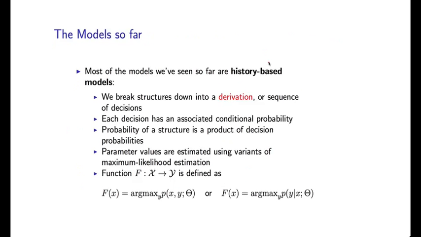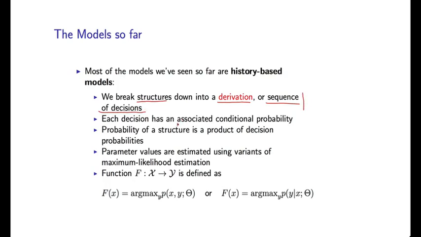Almost all of the models we've seen so far are what I'll refer to as history-based models. At a very high level, these models take the following approach. We break some structure, for example a parse tree or tag sequence, into what you might call a derivation, or basically a sequence of decisions. For example, we might have the sequence of tagging decisions, or the sequence of rule applications in a context-free grammar. I'll give some examples of this in a moment.